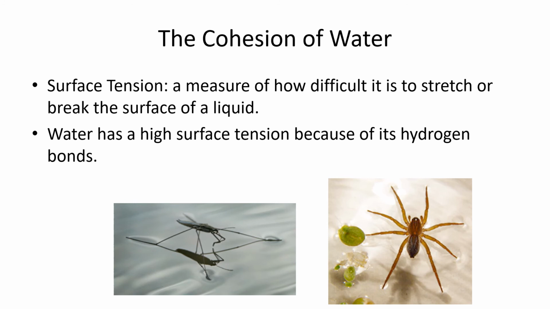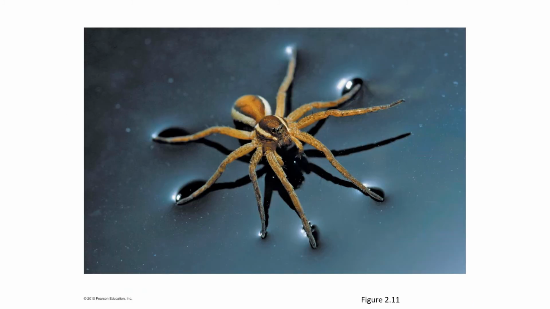If anything is too big, for example, you would not be able to walk on water because you're just too heavy and you'll push through that surface tension. But if you're very light, you will actually be able to float on the surface. So here's a picture of the spider up close, and you can see there's a dent in the water where the feet are touching, and that is due to the surface tension and those hydrogen bonds.